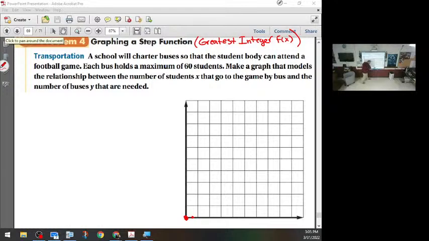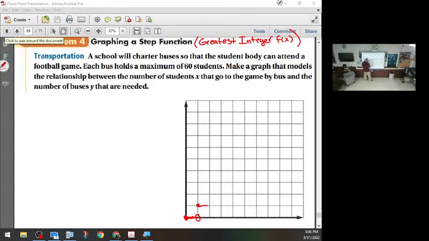Still 0. But as soon as I hit 1, what's the biggest integer I've ever seen? 1. Do you remember putting open circle to mean not here, closed circle to mean yes here? We did that with our inequalities on number line. Well, now I'm here. What if I'm at 1.3? What's the biggest integer I've ever seen?